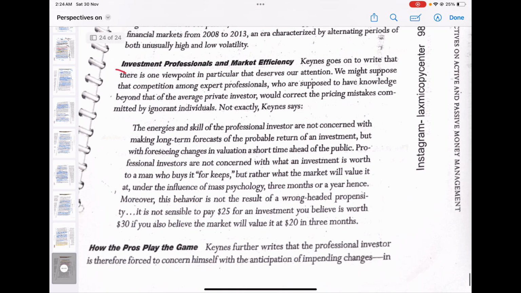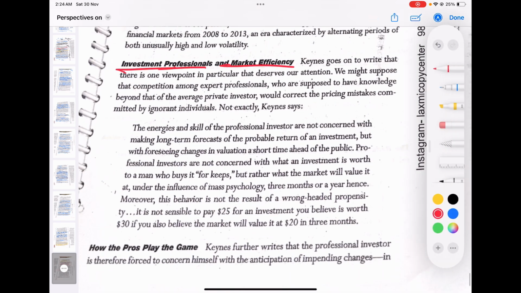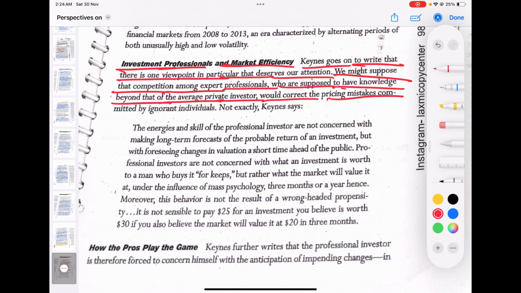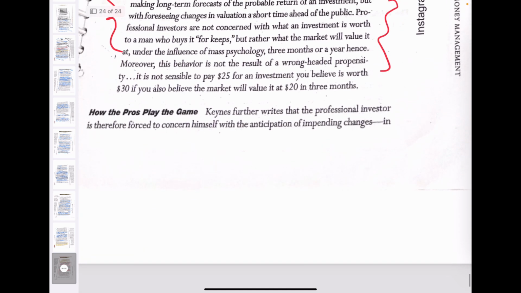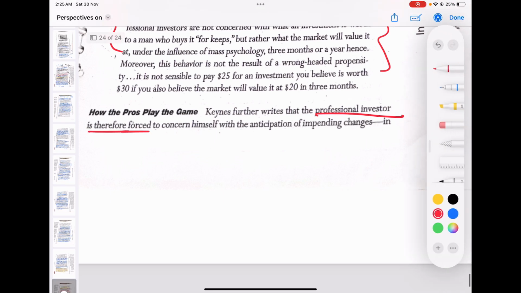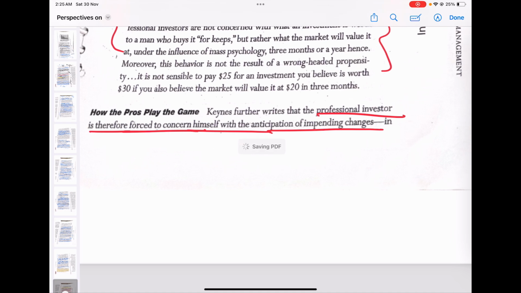Okay, investment professionals and market efficiency. Keynes goes on to write that there is one viewpoint in particular that deserves our attention. We might suppose that competition among expert professionals, who are supposed to have knowledge beyond that of the average private investors, would correct the pricing mistakes. But that's not what really happens. You can read this if you want. How pros play the game. Keynes further writes that the professional investor is therefore forced to concern himself with the anticipation of impending changes.